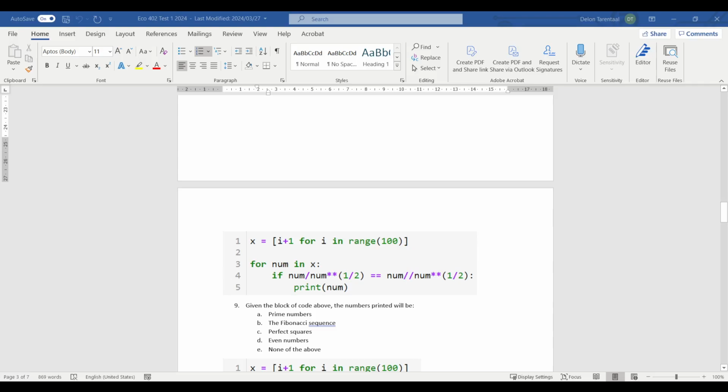Okay, question 9, given the block of code above, the numbers printed will be... so it's basically just describing what the function does and what it's going to output. Is it A, prime numbers, B, the Fibonacci sequence, C, perfect squares, D, even numbers, or none of the above? Even numbers? Everybody fine with it being D?